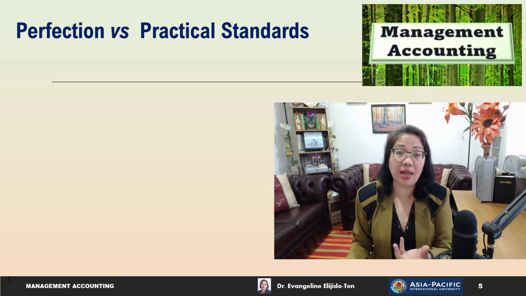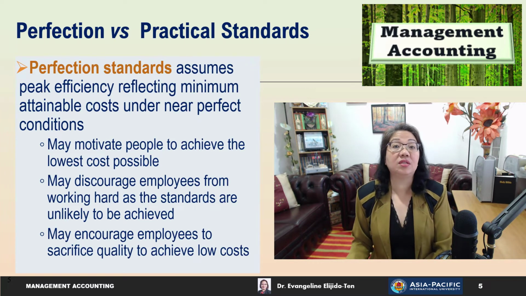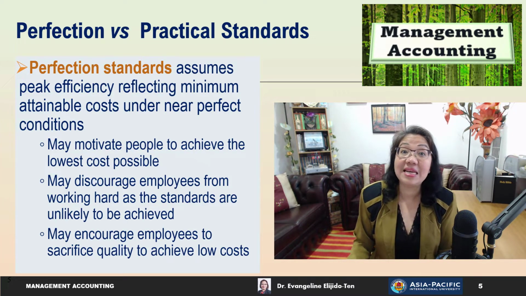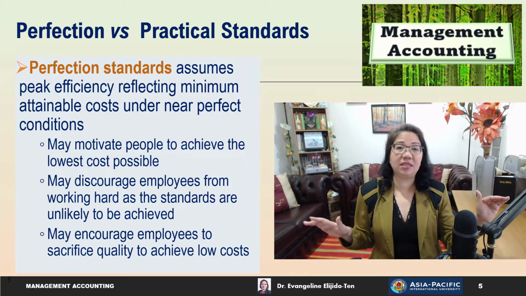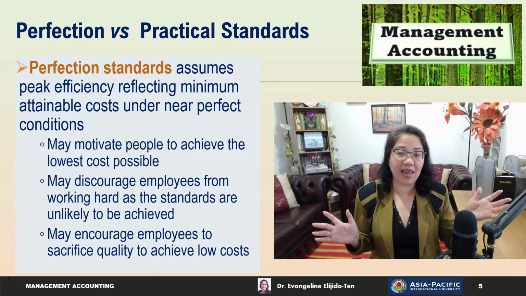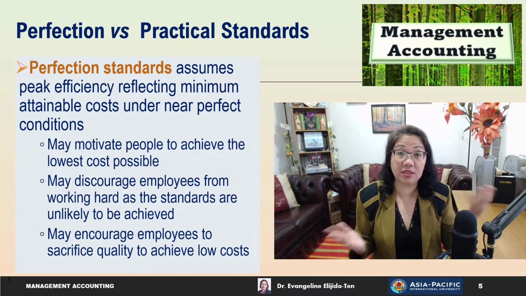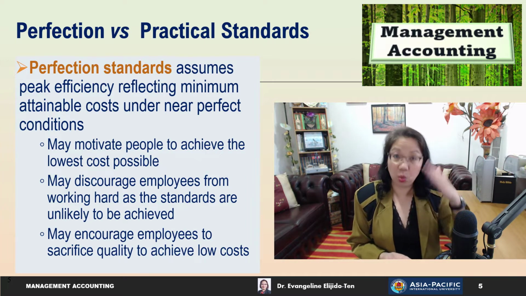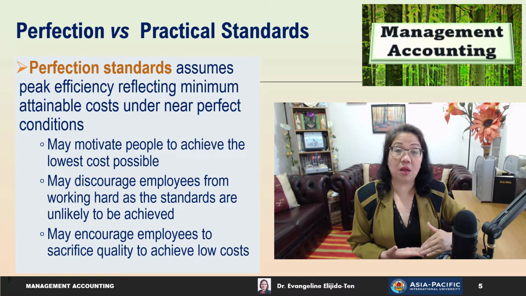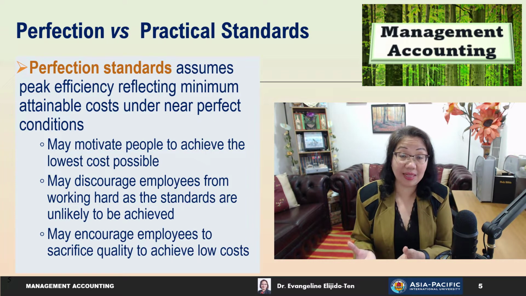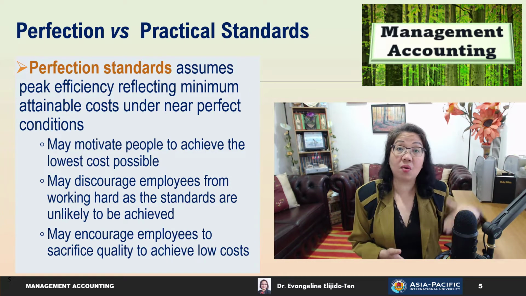So let us look at what perfection standards are. Perfection standards assume peak efficiency that reflects minimum attainable costs under near perfect conditions. So if no one makes a mistake, if the machine does not have any breakdown, if there's no power cut and all that every day, let's say we can produce 10,000 units in an 8-hour working day. All right. So that is the perfection standard. Now, most of the time, there will be allowances for people to go on coffee break. There should be some allowance in case you need to maintain the machinery or there is a power shortage and the like. So, perfection standard will not allow for such things.